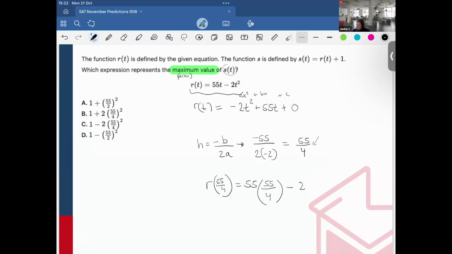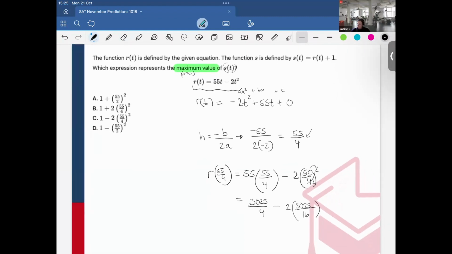So what I'll do is put in 55 fourths, substitute that in for t, and then minus 2 times 55 fourths squared. And let's see what that gives us. So this would be 3025 over 4, 3025 divided by 4. And then 2 multiplied by 3025, distribute to the top and the bottom, so over 16.